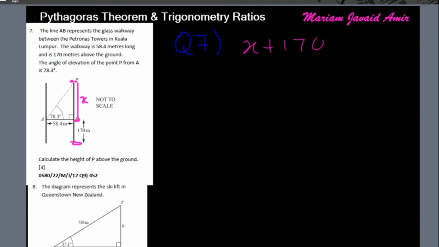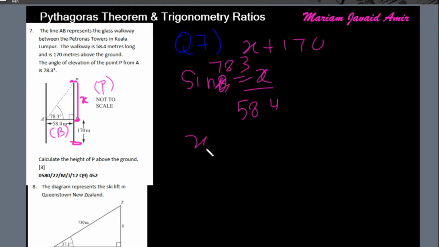Now how do we find x? This side is called the perpendicular because it's opposite to the angle 78.3, and this side is called the base because it's between the two angles. So I'll be using sine theta because that connects the perpendicular with the base, and instead of theta I'll write 78.3. So to find x, I'll do 58.4 times sine 78.3.